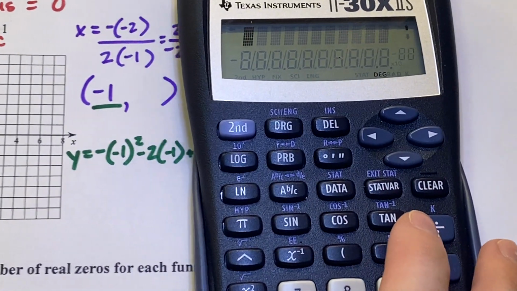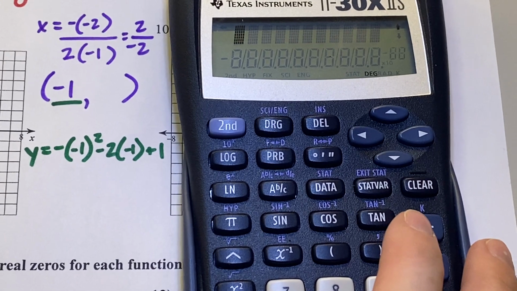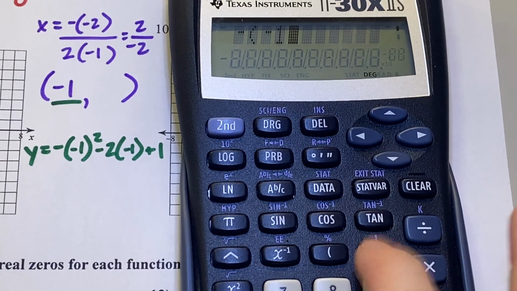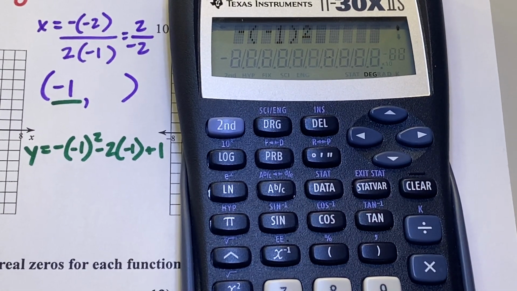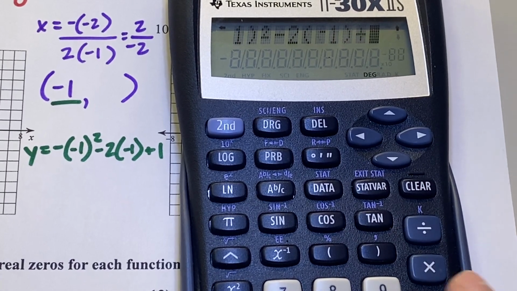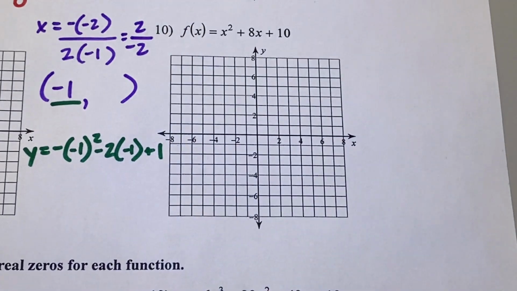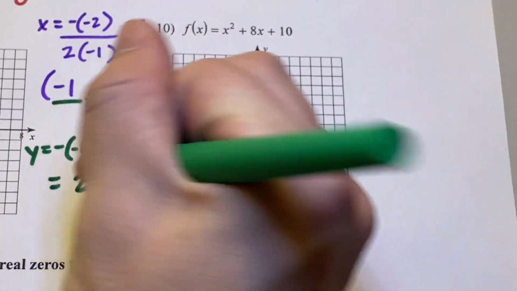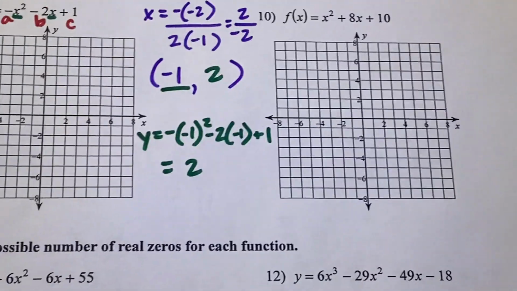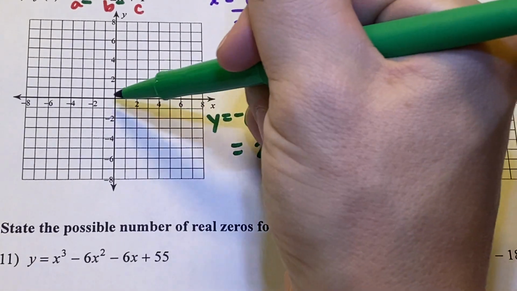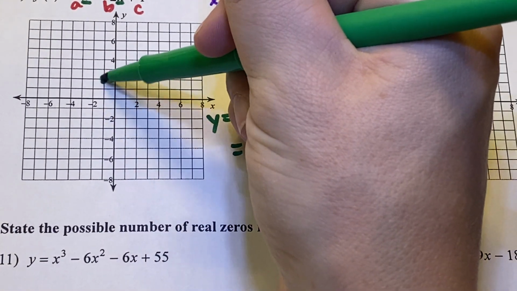So, let's go ahead and do that. It was a negative, parentheses, -1, parentheses, squared, minus 2, parentheses, -1, parentheses, plus 1, and we get +2. This whole thing, when I punched it into my calculator, gave me +2. Again, just punch it in. Just make sure it looks exactly like that. Okay, let's go ahead and graph this guy. My vertex is at -1, +2, right there.